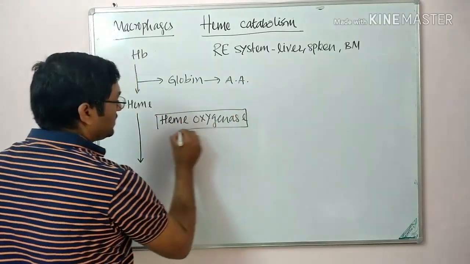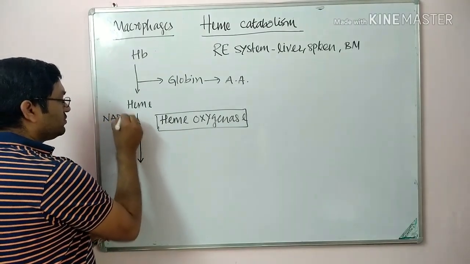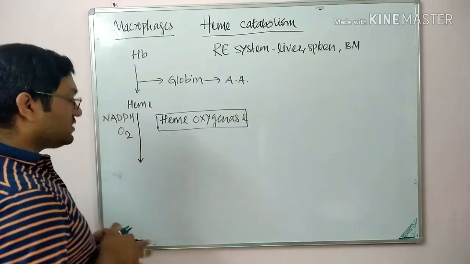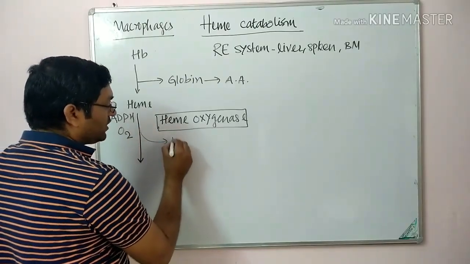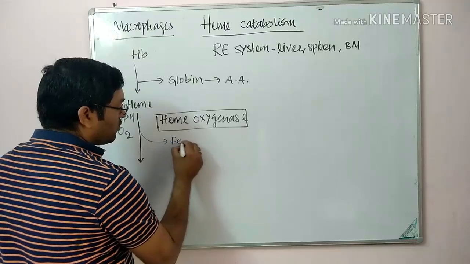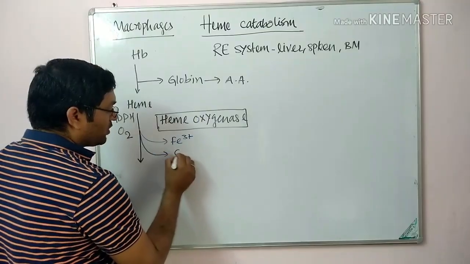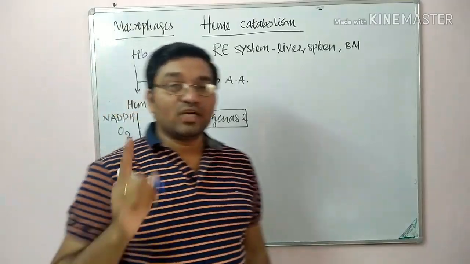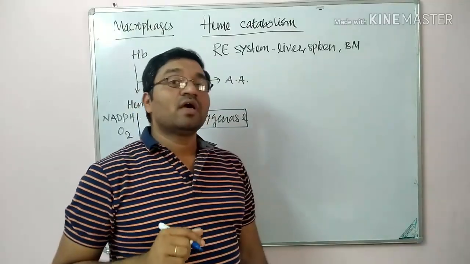This heme oxygenase is an NADPH dependent enzyme. It requires molecular oxygen, and in this reaction there is release of iron from the heme in the form of ferric ions, and there is production of carbon monoxide. And this is the only reaction in which endogenous production of carbon monoxide occurs. This is a very important MCQ.